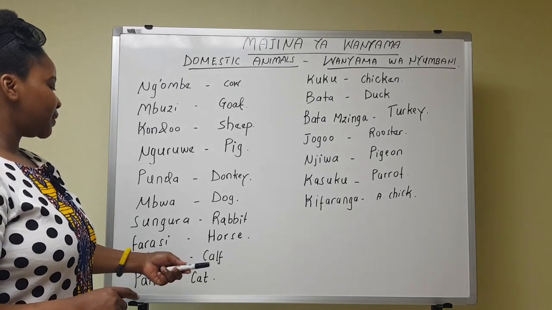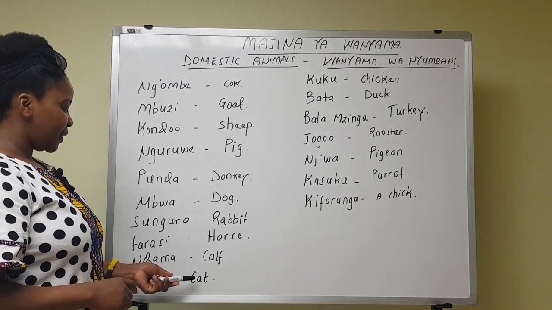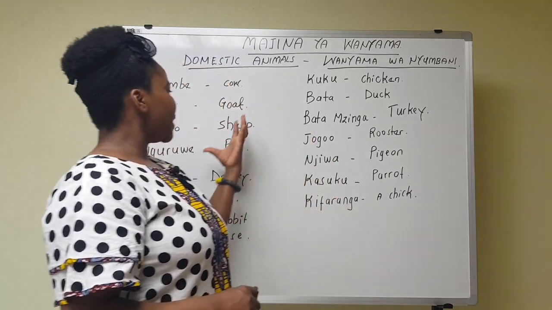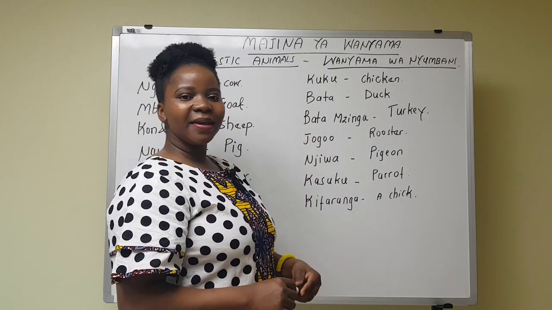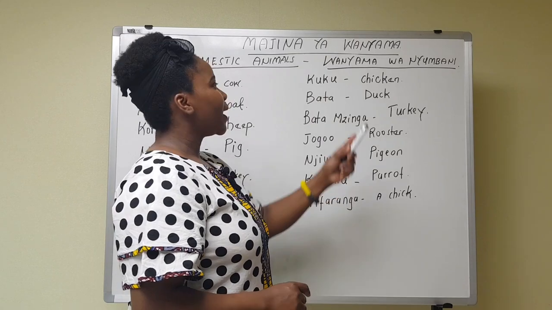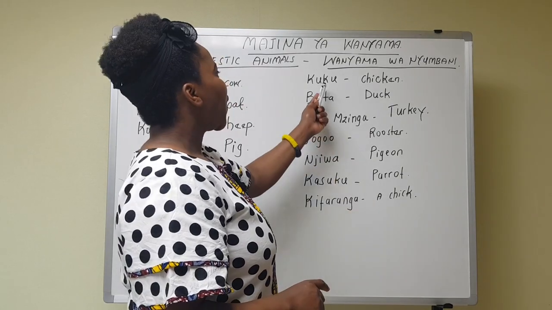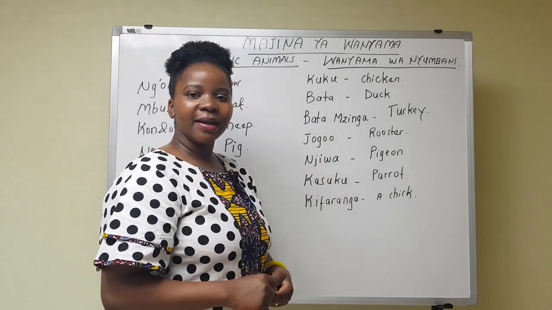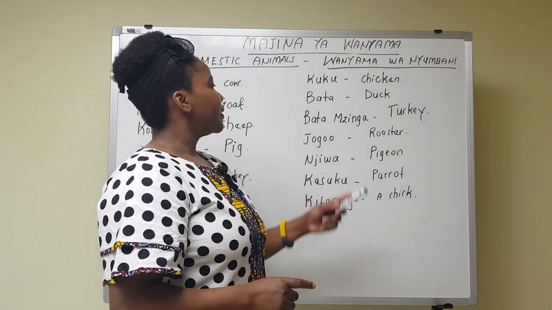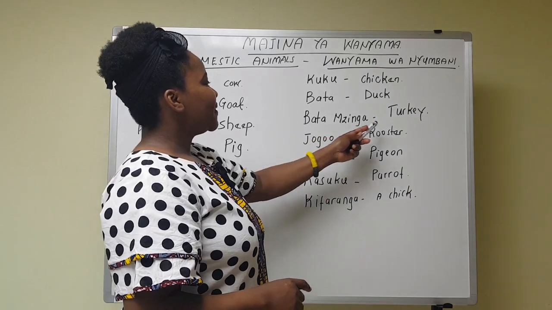Ndama. This is calf. Paka. This is cat. Let's see the names of domestic birds. So these are domestic animals, and these are the names of domestic birds. Okay, kuku. This is chicken. Bata. This is duck. Batamzinga. This is turkey.